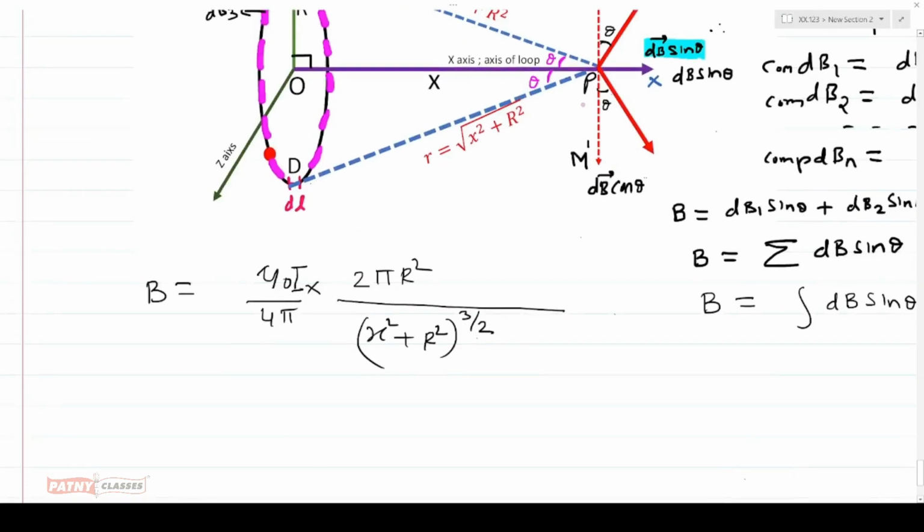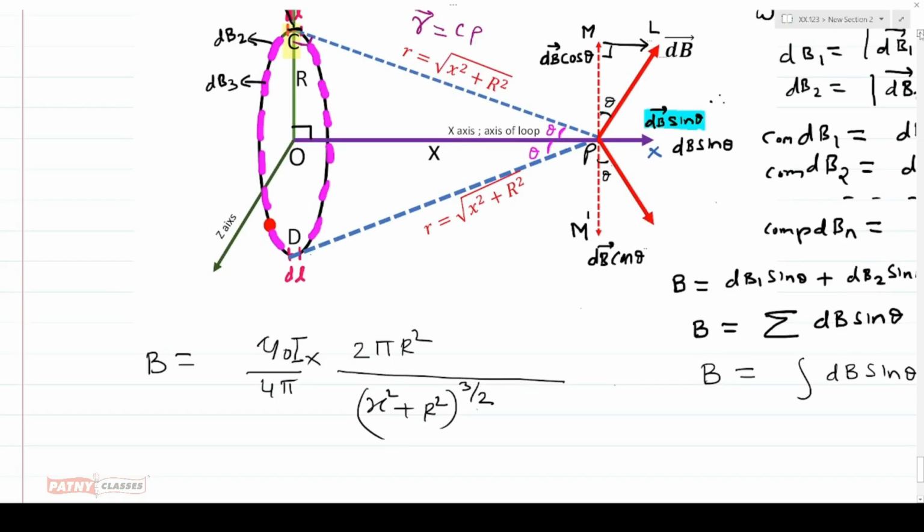So finally we got the expression for magnetic field at the point P. Here the magnetic field is given by the expression B equals mu naught I upon 4 pi into 2 pi r square divided by x square plus r square whole raised to 3 by 2.